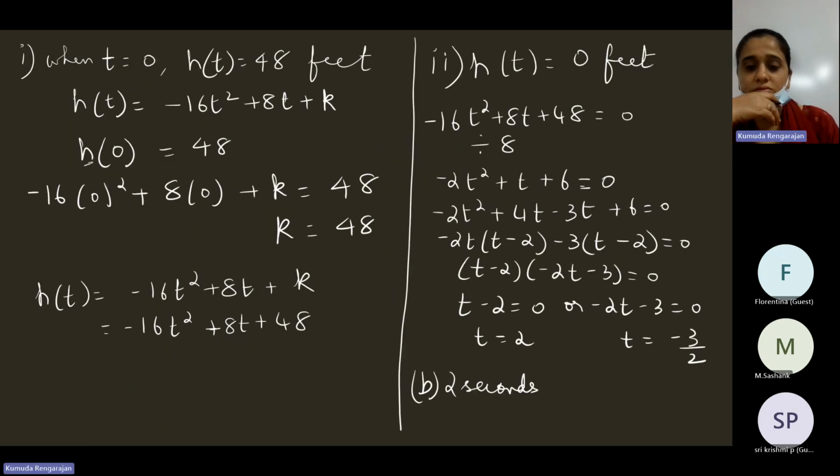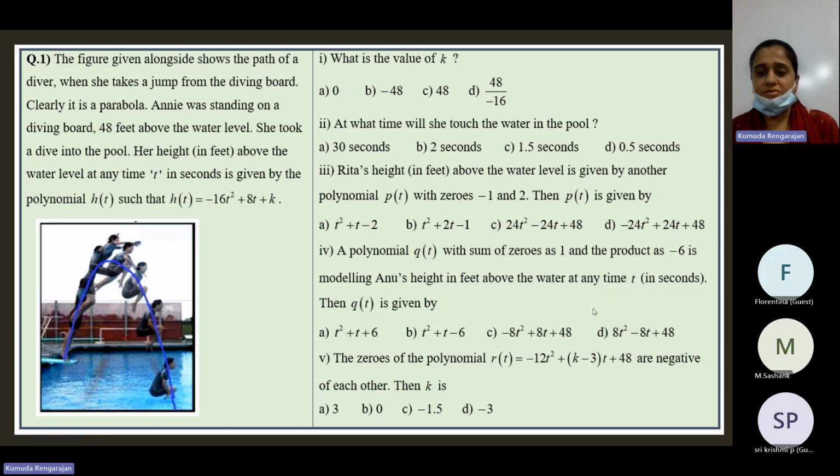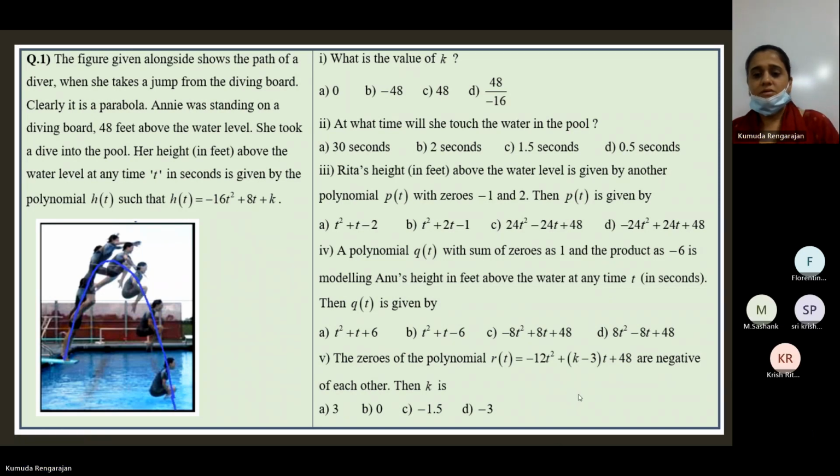So which is this option? Is it option C? Minus 8t square plus 8t plus 48.